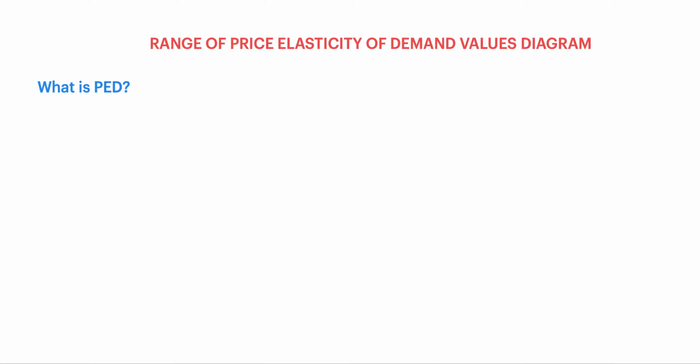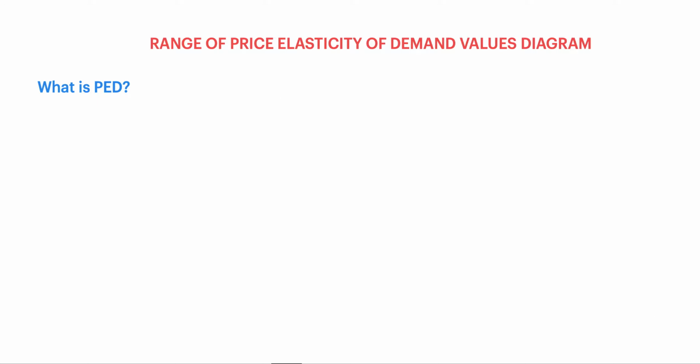values diagram. But first of all, what is PED? PED actually stands for price elasticity of demand, which we can clearly see here. And there's a different range of PED values which we will go through right now. But first of all, PED is a measure of responsiveness of the quantity demanded for a good with respect to a change in its price.